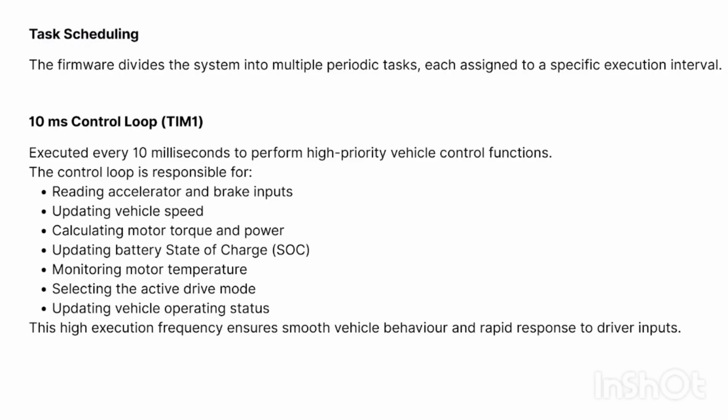The 10 millisecond high priority control loop. The system splits execution into multi-rate loops. The 10 millisecond loop, driven by Timer 1, handles high priority traction tasks every 10 milliseconds. The processor checks the pedal register, calculates vehicle acceleration, scales battery depletion based on drive modes, and updates operational states.